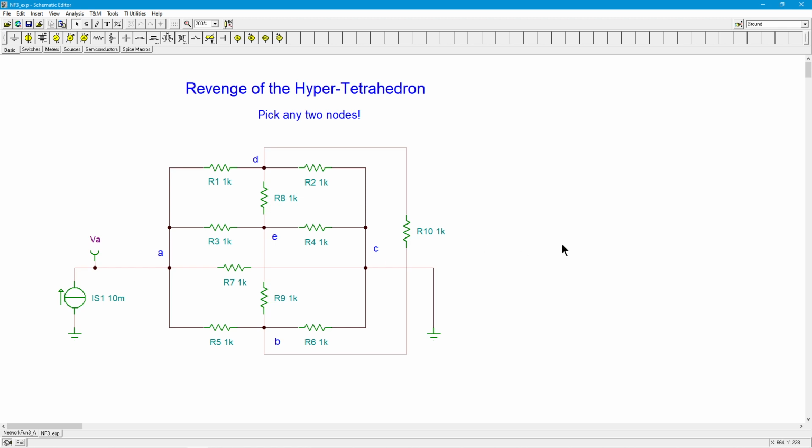You could solve this with nodal analysis. All the circuits we've looked at in Network Fun, you could solve with nodal analysis. But the idea, of course, of this sequence is to kind of break out of that and look at something different. So now you can go brag to your friends and talk all about the analysis of hyper-tetrahedrons.